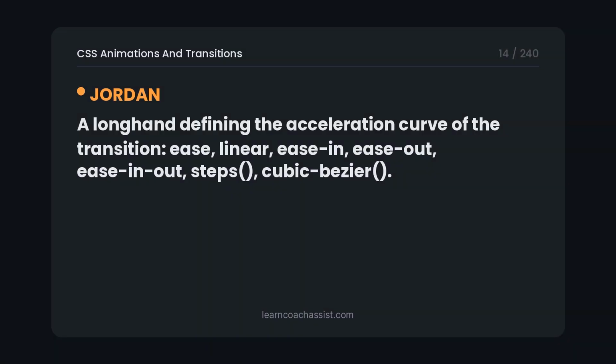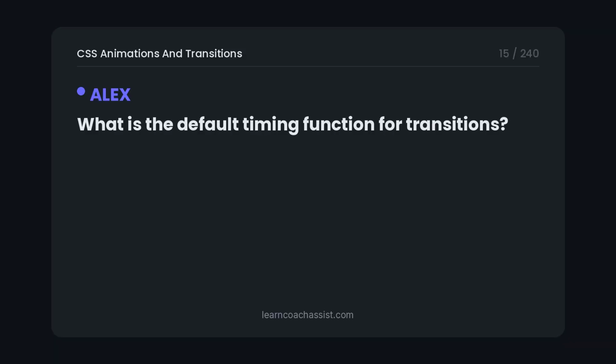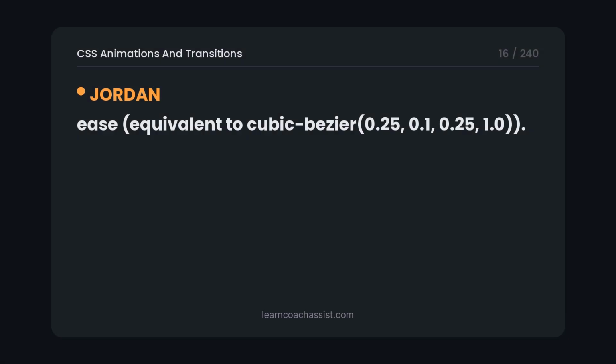A longhand defining the acceleration curve of the transition: ease, linear, ease-in, ease-out, steps, cubic-bezier. What is the default timing function for transitions? Ease, equivalent to cubic-bezier(0.25, 0.1, 0.25, 1.0).